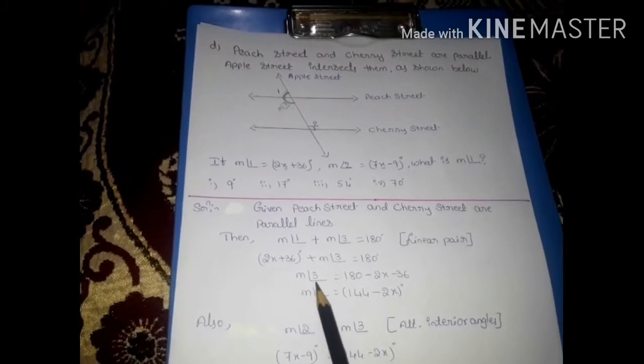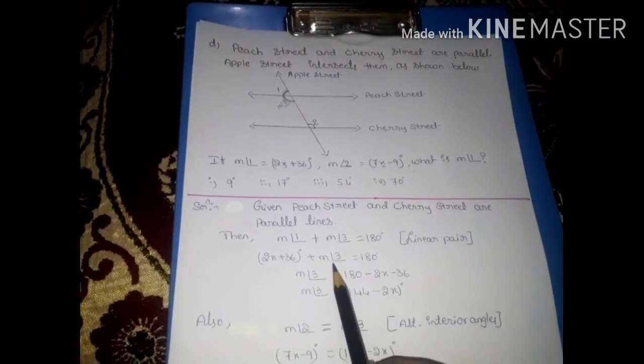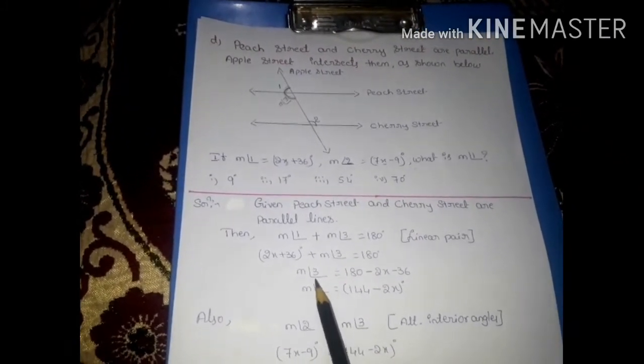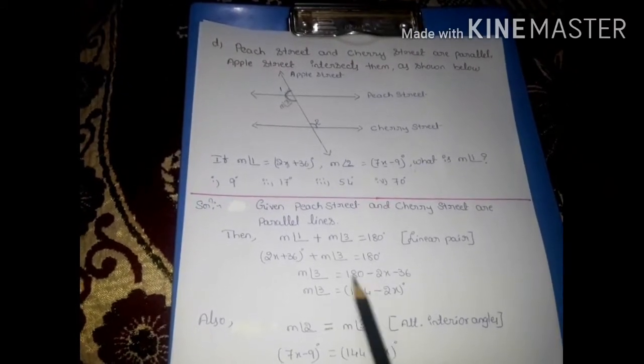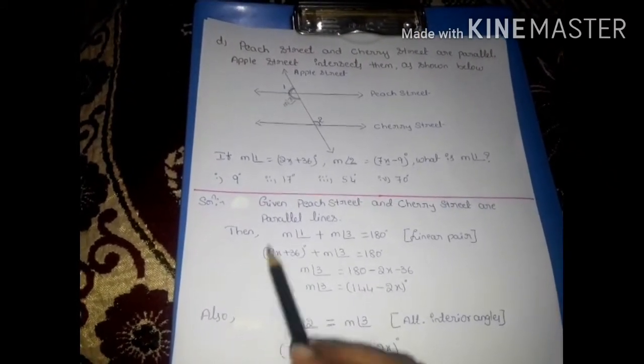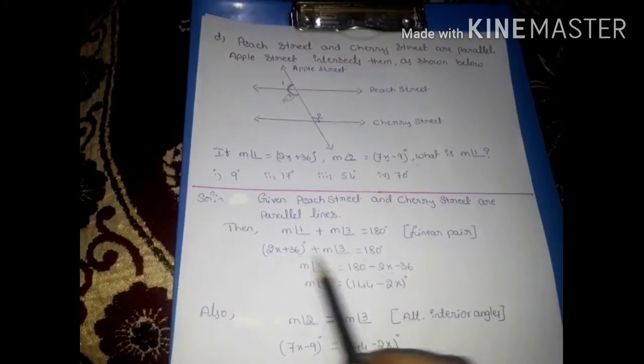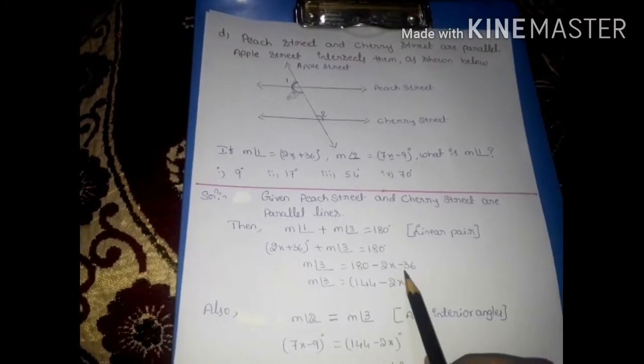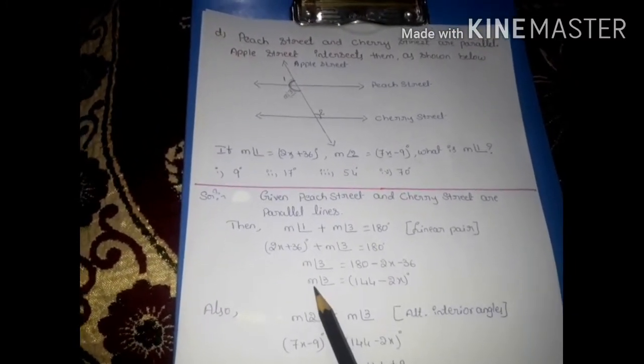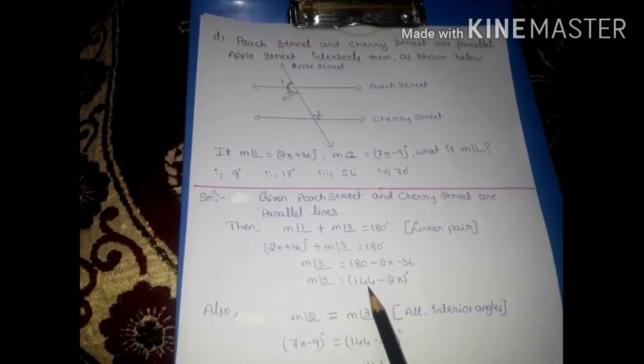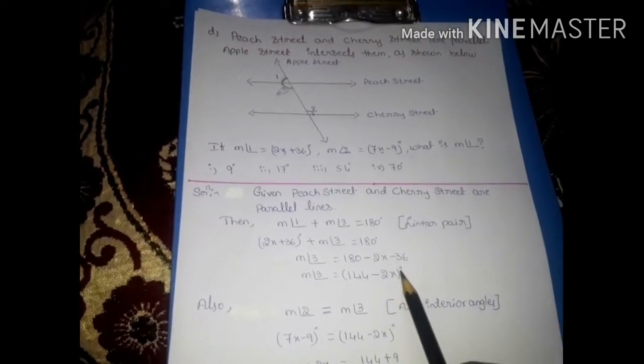M angle 3, you have to find m angle 3. Keep the LHS side equal to 180 as it is. This 2x plus 36 taken to the RHS side becomes minus 2x minus 36. Then m angle 3 value is 144 minus 2x degrees.